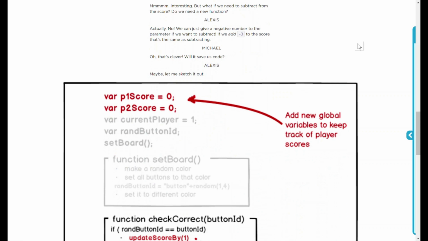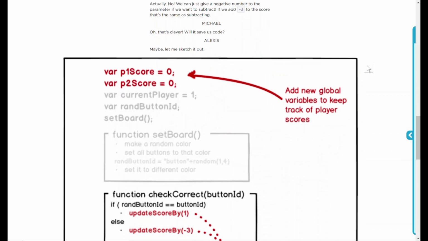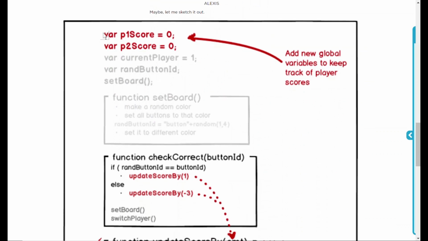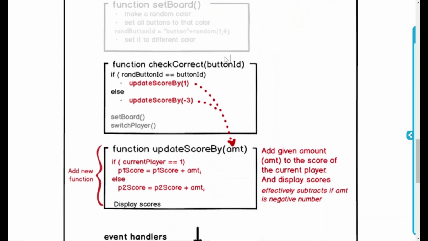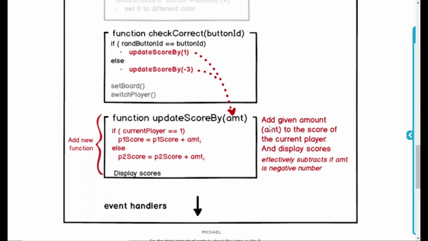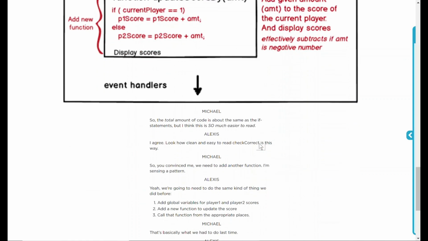Michael: Ooh, that's clever. Will it save us code? Alexis: Maybe let's sketch it out. We have another sketch out here. So we have our global parameters there for 1 and 2. And it looks like we have a new function here. So we're taking the update score and turning this into the new function. And this is going to add the amount the current player is going to get, or subtract it if it's negative.